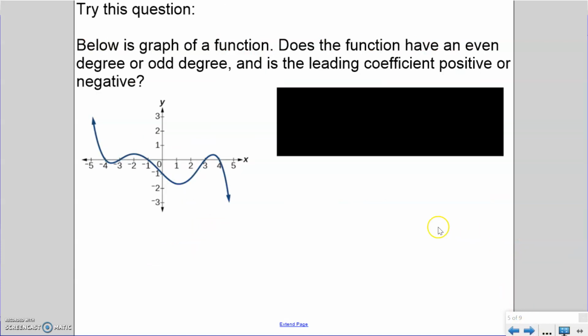Alright, so y'all try this problem. Below is the graph of a function. Does the function have an even or odd degree? And is the leading coefficient positive or negative? So I'll give you the quiz question now.